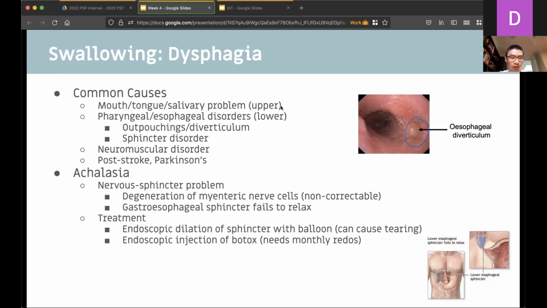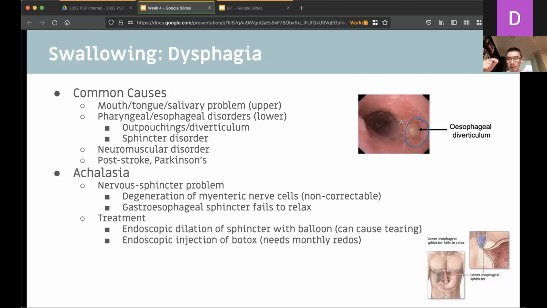So with sphincter disorder, the main one to know about is achalasia, which is a nervous sphincter problem. Essentially, the enteric nerve cells, so that's your smooth muscle control, become degenerated and non-correctable. It's irreversible, and as a result the lower esophageal sphincter can't really relax. Because you can't correct the nerves, the treatment is you send an endoscope down and you dilate the sphincter with a balloon.